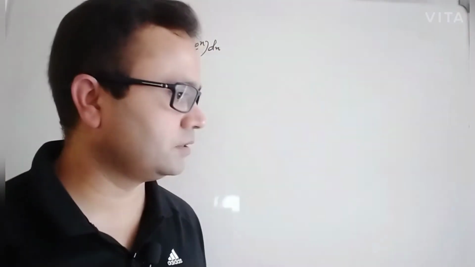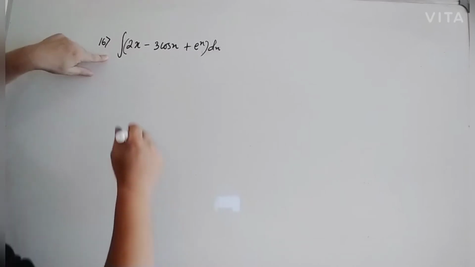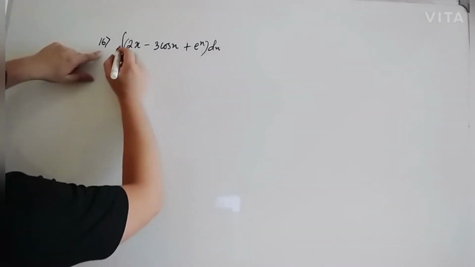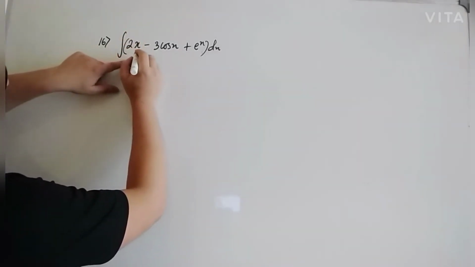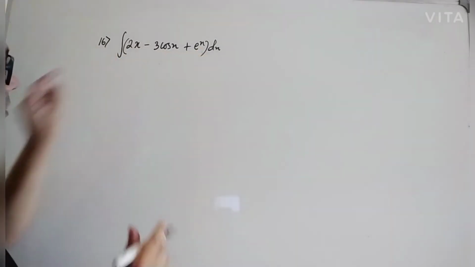Today we will continue to solve exercise 7.1, Integrals, chapter number 7, class 12. Till question number 15 we have already done. From today we will start from question number 16. Question number 16 is the integration of (2x minus 3 cos x plus e to the power x) dx.